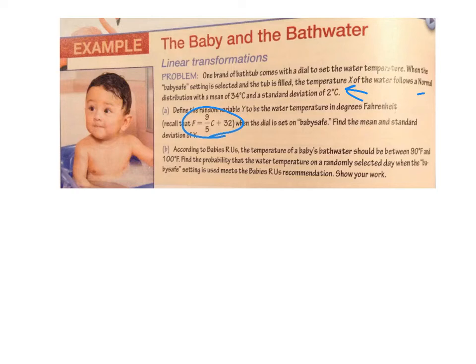Okay, so for step 1, we are trying to find the probability that it is safe, right? So it means that y is between 90 degrees and 100 degrees Fahrenheit. Well, the problem is we're not in Fahrenheit yet. So we need to take our Celsius data and convert that.